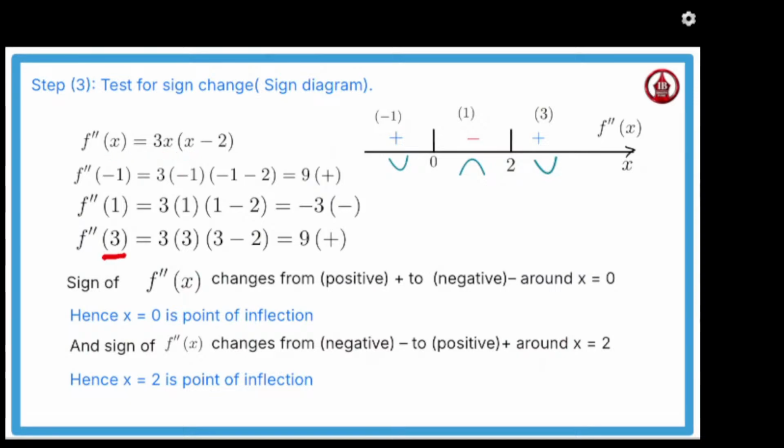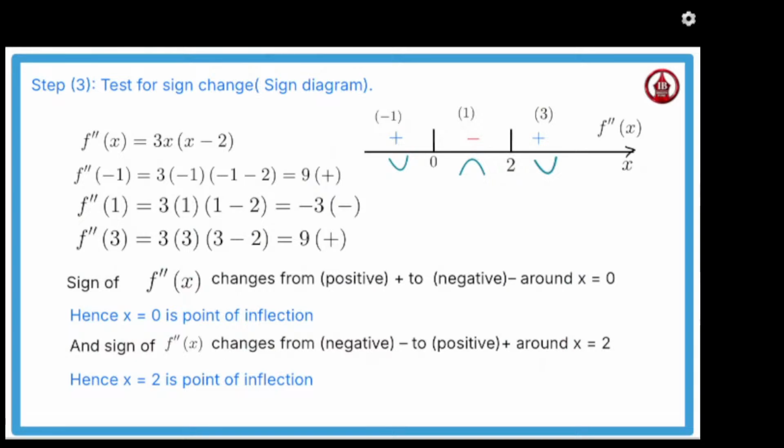So we will replace 3 in place of x in the second derivative. So f double dash of 3 is equal to 3 into 3 and second bracket 3 minus 2. So here we are replacing 3, here we are replacing 3, which is here and here. So 3 times 3, 9 into 3 minus 2, sorry, 1. So 3 3s are 9, so positive 9. So this point is positive, right?